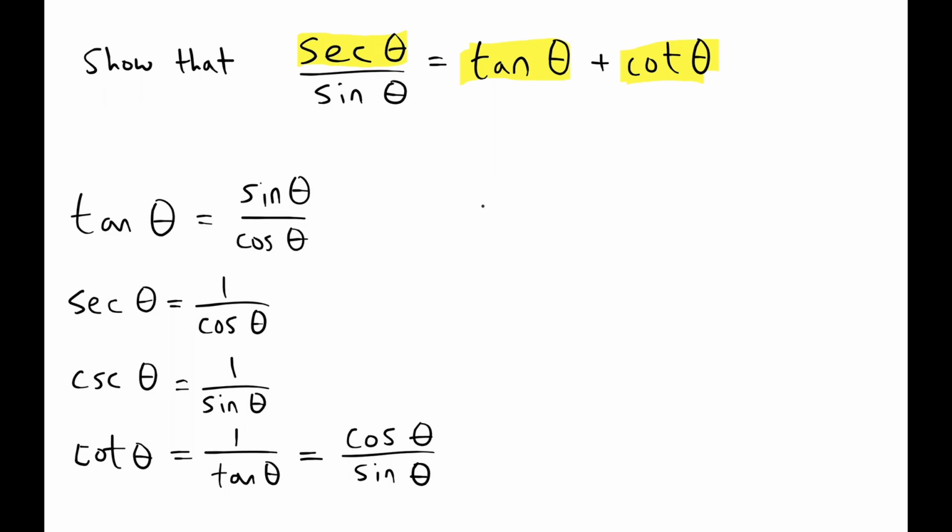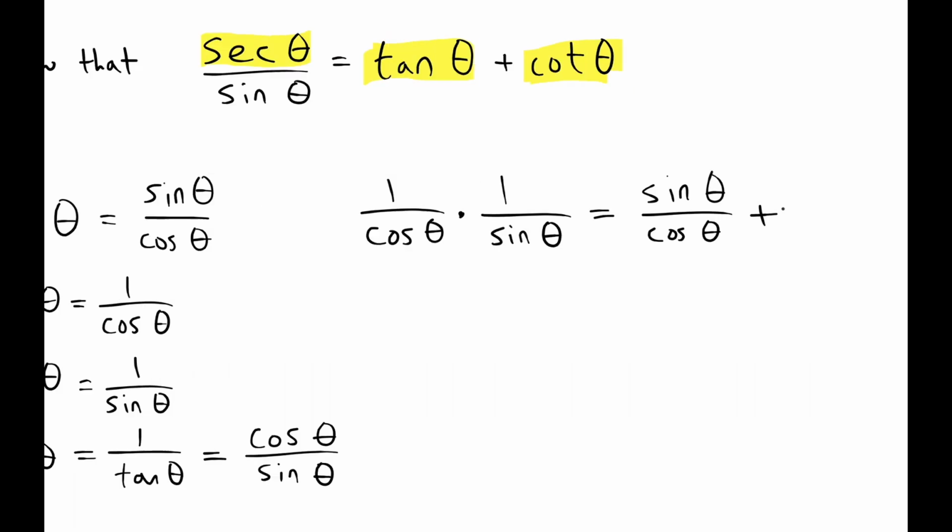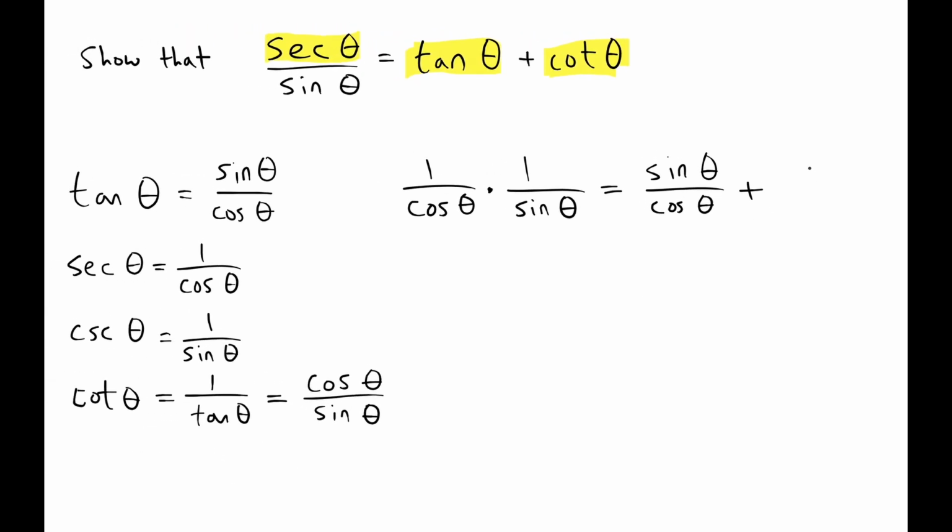I'm going to replace secant theta with 1 over cos theta, but we still have to keep the sine theta in the denominator as well. For tan theta, I'm going to write it as sine over cosine. And then cotangent theta could be written as cosine over sine. So this is better now that I have everything in terms of sine and cosine. It's just simpler.